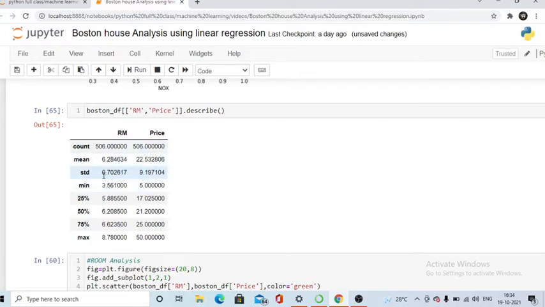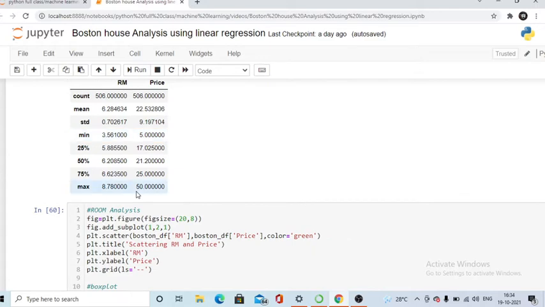Okay, and the standard deviation is 0.70, and price is 9.19. Like this, you can do the visualization or analysis of your data.